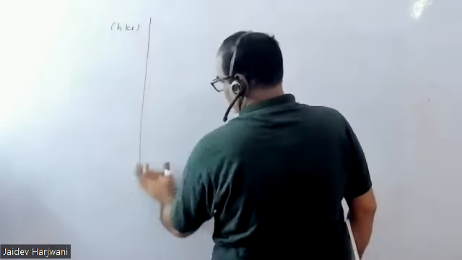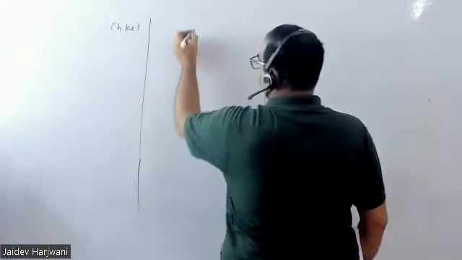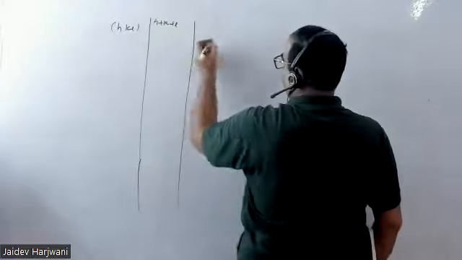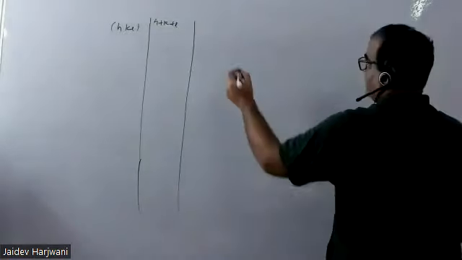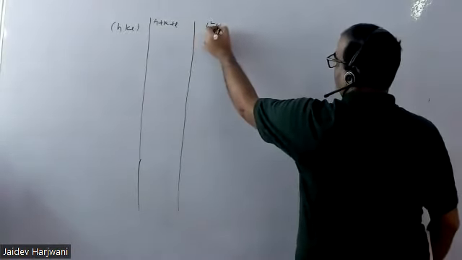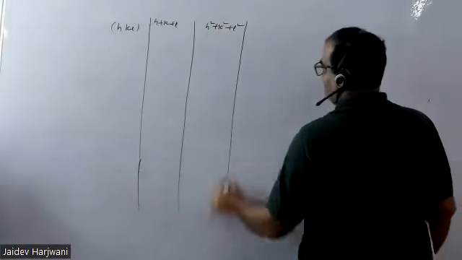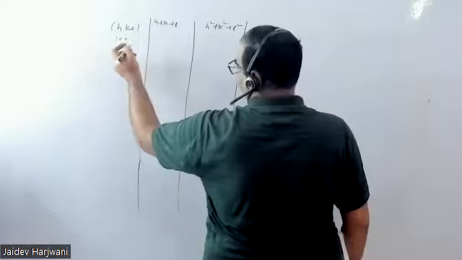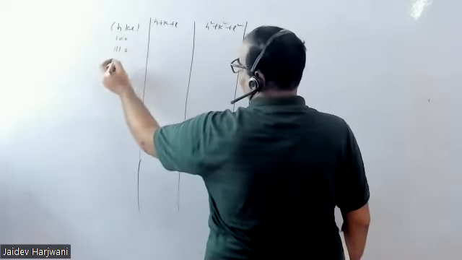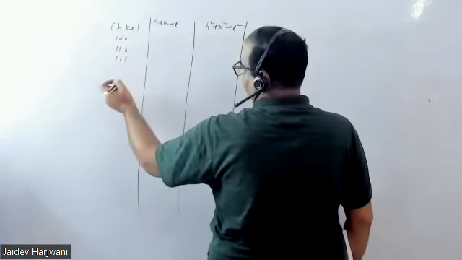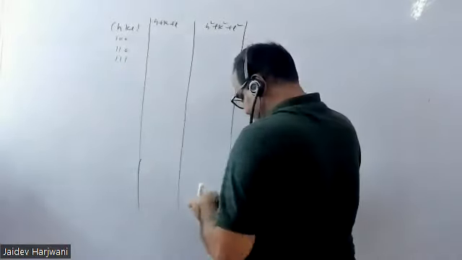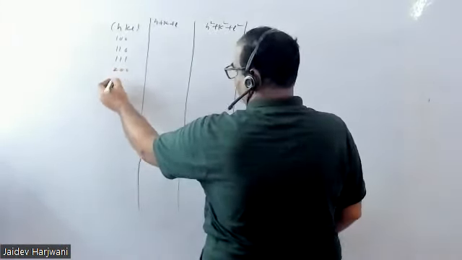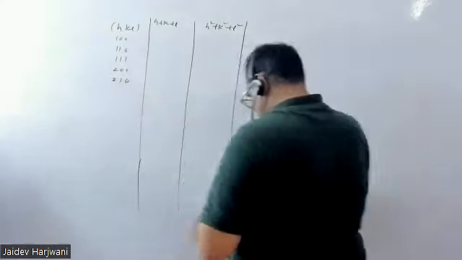Okay, and I'm writing there H plus K plus L, and I'm also writing H square plus K square plus L square values. Suppose HKL is your 100, first plane is 100, second is 110, third is your 111. Okay, fourth is your 2, 0, 0, then 2, 1, 0.